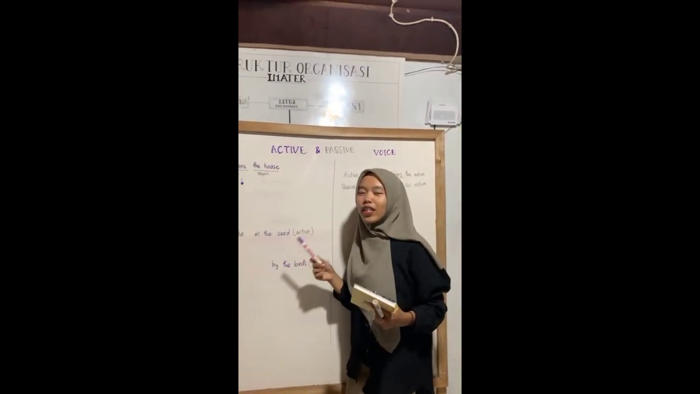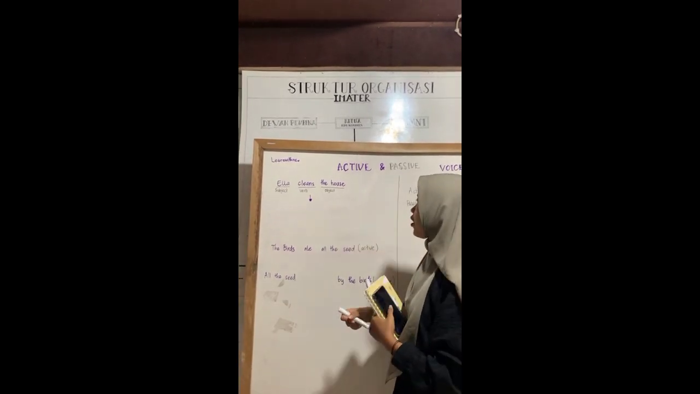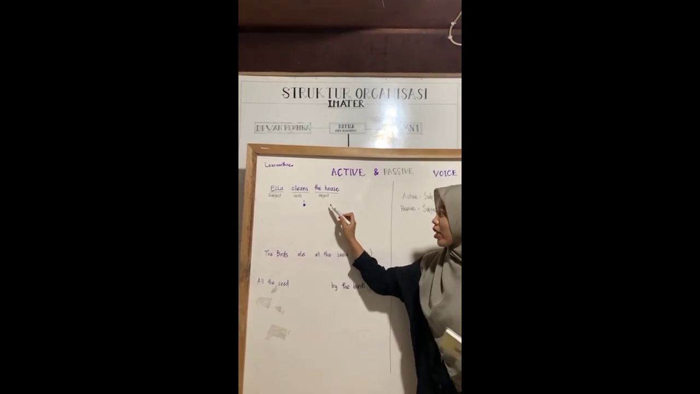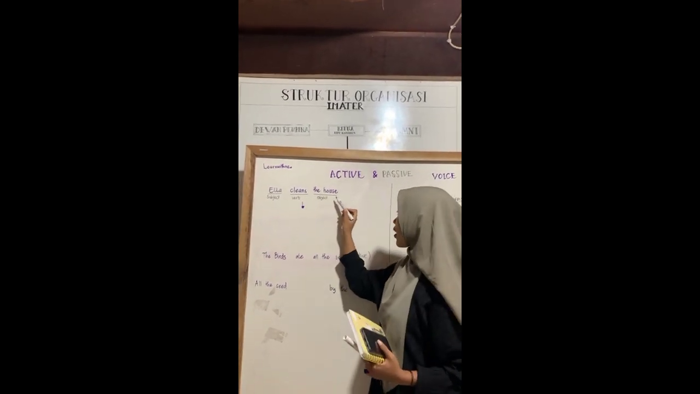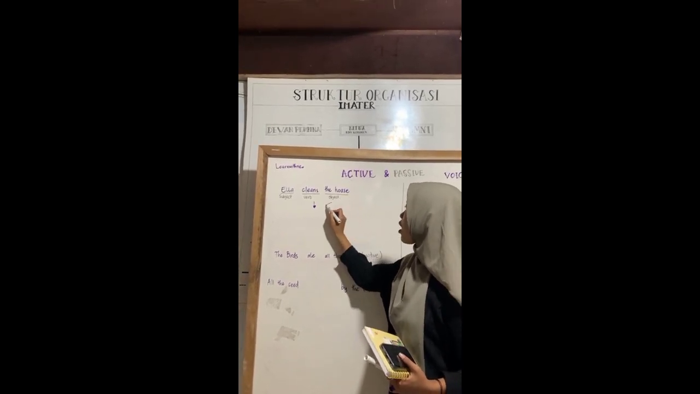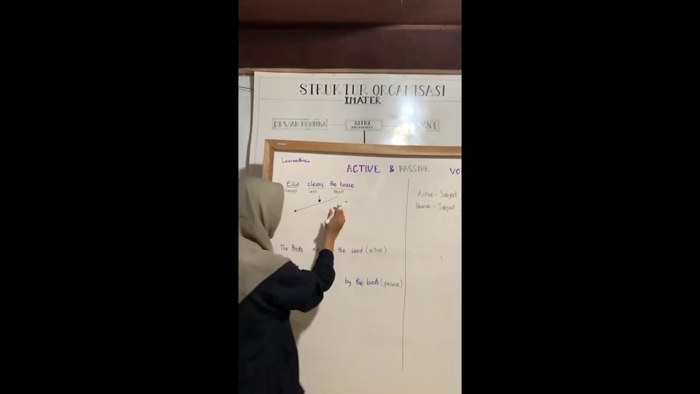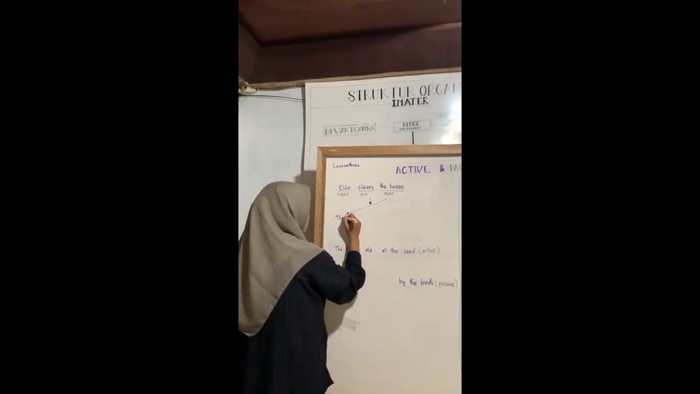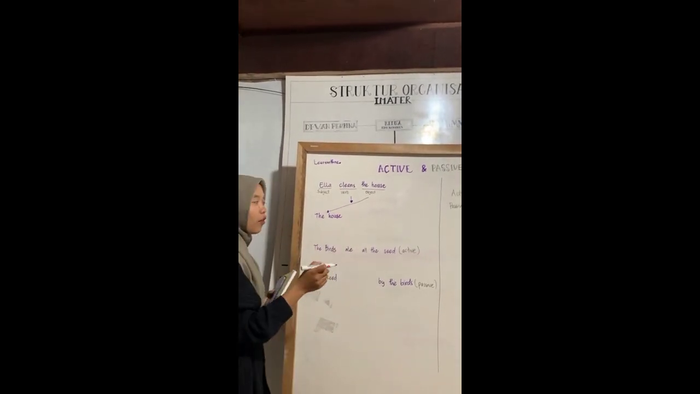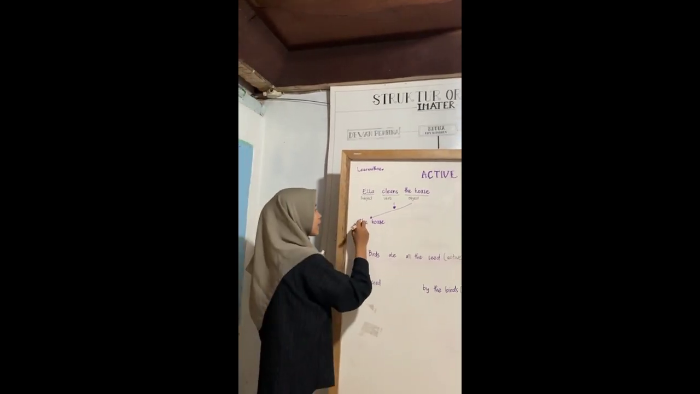We're going to turn the active voice into a passive voice. Here is the sentence, Ella cleans the house: subject, verb, and object. When we turn the active into the passive voice, we have to move the object, the house, to the front of the sentence. In the active voice, the house is the object, but in the passive voice, the house is not the object anymore, it is the subject.